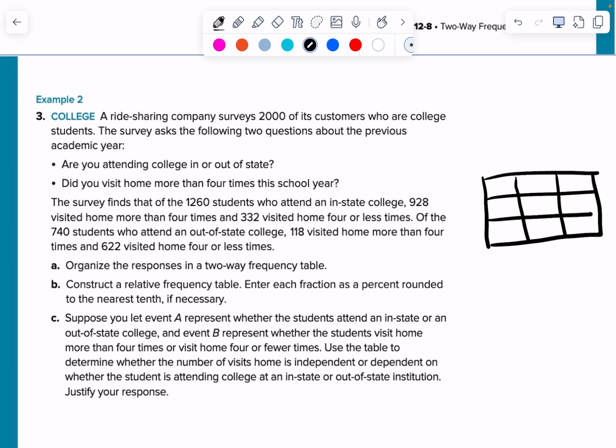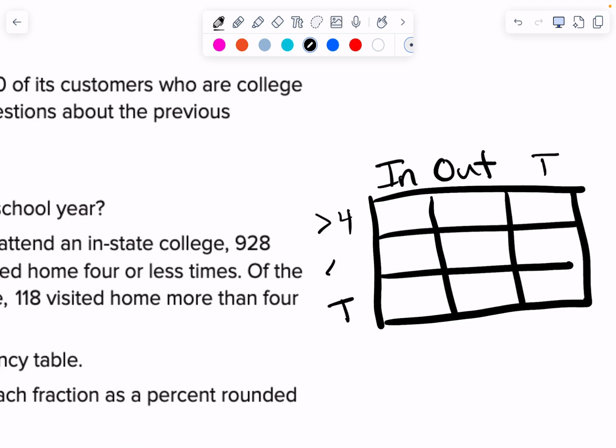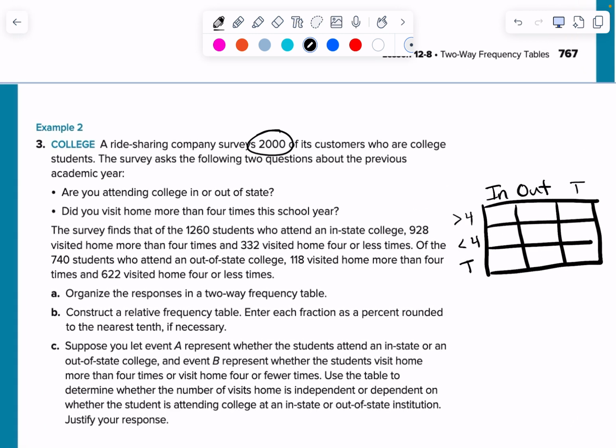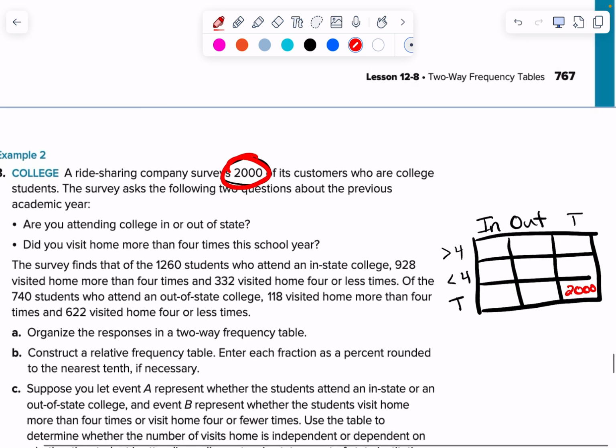In or out. And then on the left, more than 4 or less than 4. Can I just put greater than 4 or less than 4? Okay, now we just plug the numbers in. Oh, 2,000. They told me 2,000 to begin with. Where does that go? The total. 2,000 goes there. The survey finds that of the 1260 students who attend in-state college, where does 1260 go? Total in-state is 1260. Do you see where I'm putting these numbers?